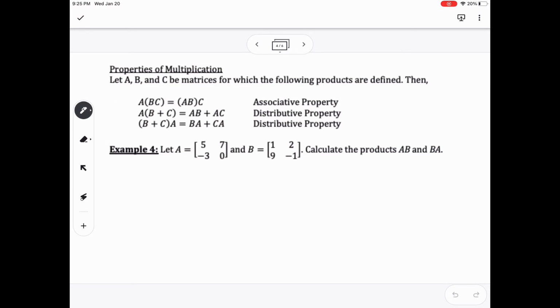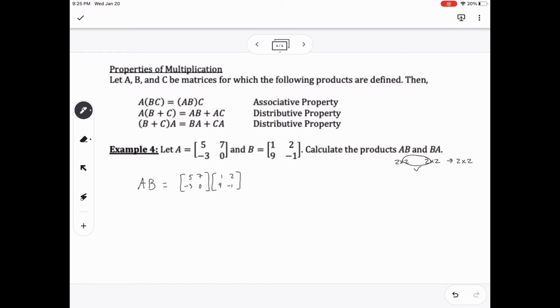For this part, we have some properties of multiplication of matrices. They are associative and they are distributive, so that's nice. There's another property that we want to talk about, but I'm going to demonstrate it more so in example 4 here. So for example 4, they want me to multiply the two matrices of AB, and they want me to multiply it in the other way, BA.